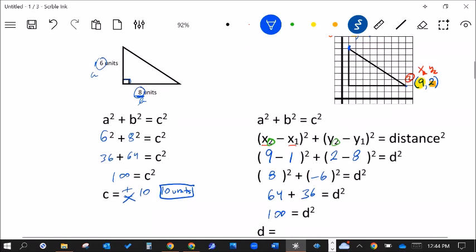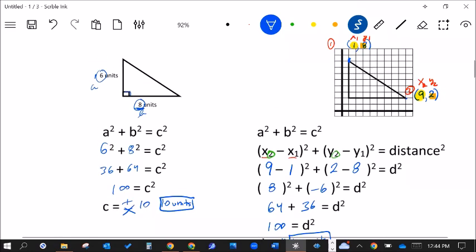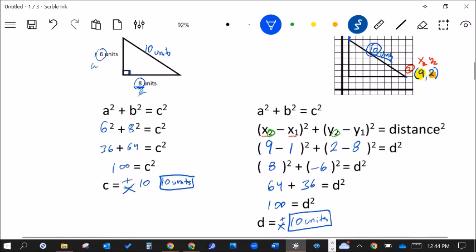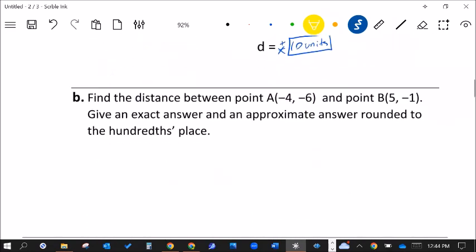You get 100, and then the square root of that is plus or minus 10, but we're not using the minus. So we still get 10 units for the hypotenuse in its length. 10 units here, and this one's 10 also. So this method is based upon using the points. And it's the same concept, same idea.